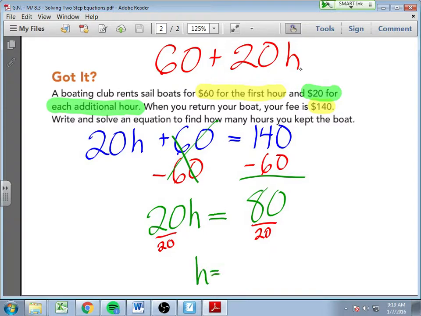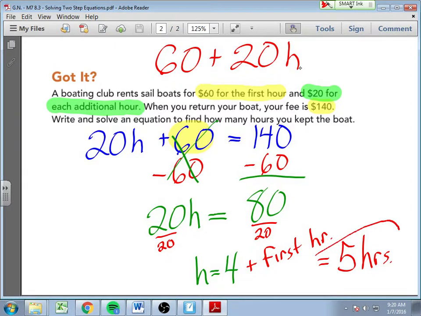4. Is that my answer? No. Who can explain why? Longer? Because you have to add the first hour to it. This first hour already happened. So these 4 hours are my additional hours. So we would need to say plus the first hour will equal a total of 5 hours. I did it. You had that boat for 5 hours.